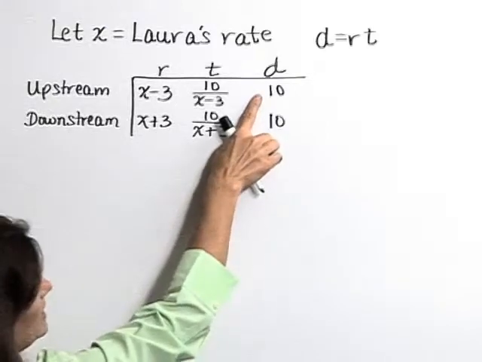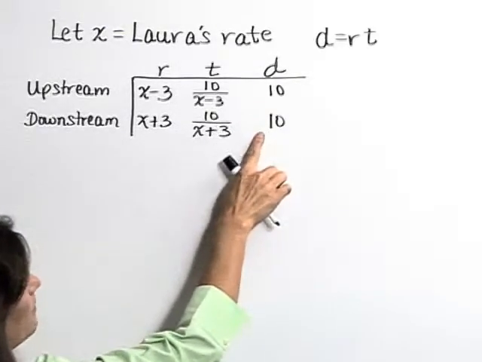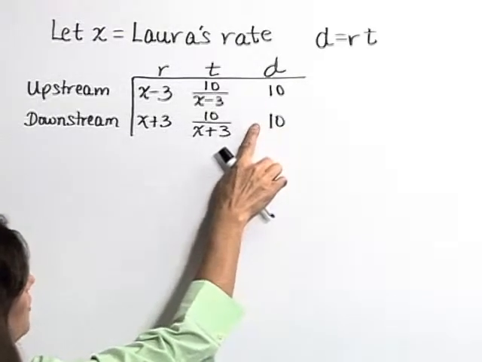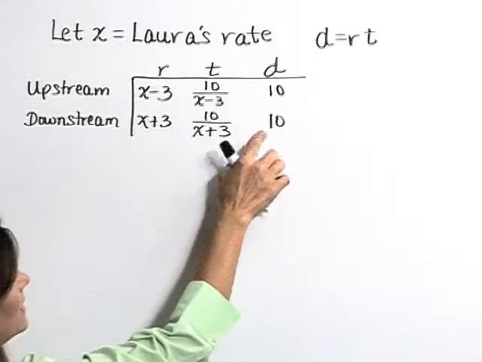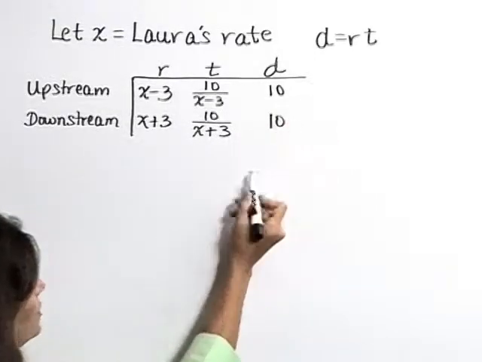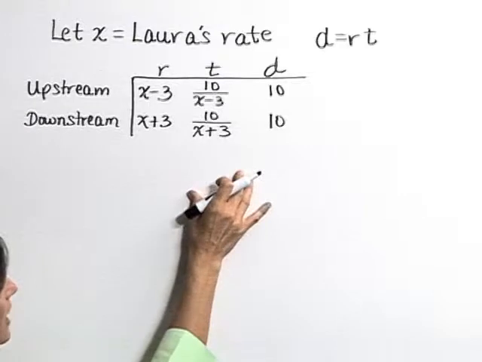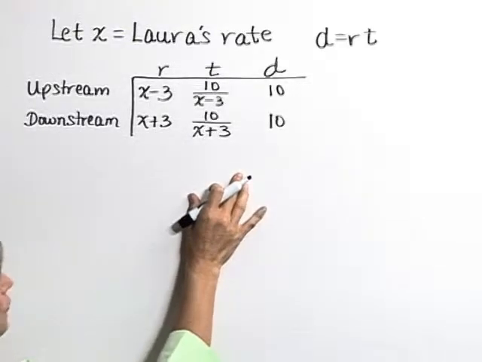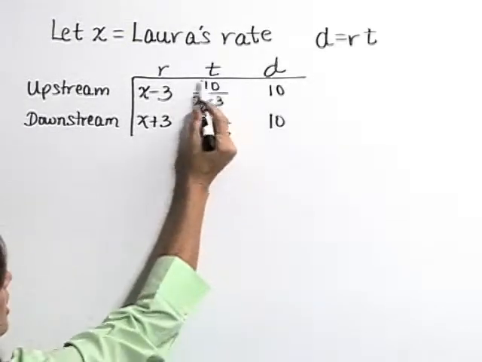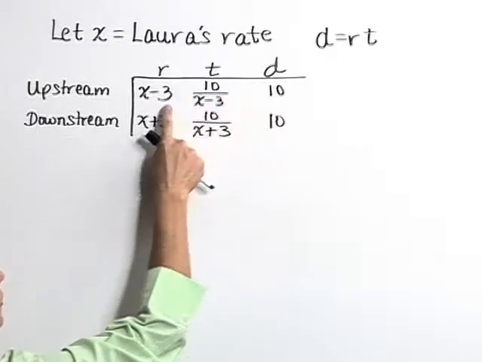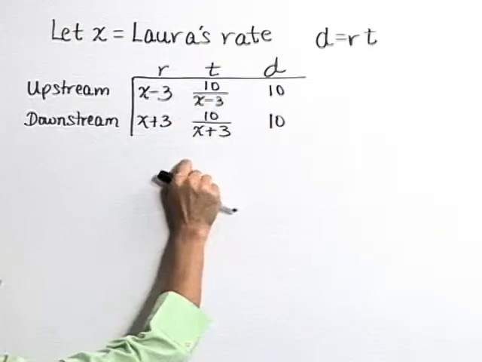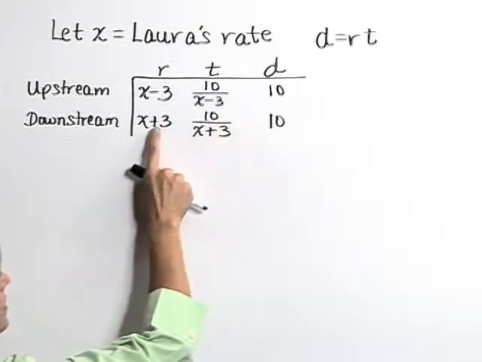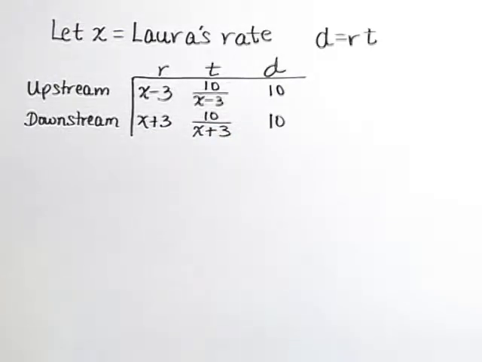We're told that she goes 10 miles upstream and then back, so 10 for both of these distances. And in using our d equals rt formula, solving for time, time is distance over rate. So the time upstream is 10 over the rate x minus 3. Downstream, 10 over the rate x plus 3.